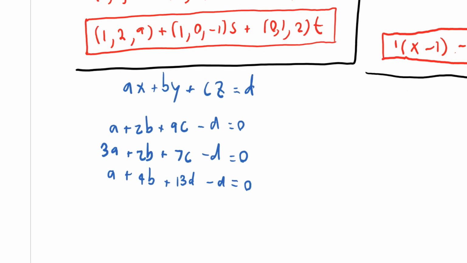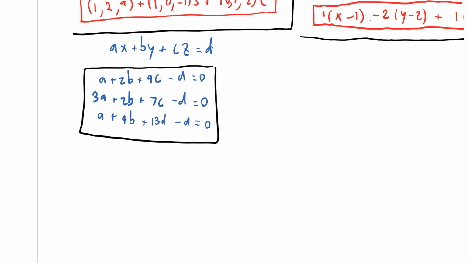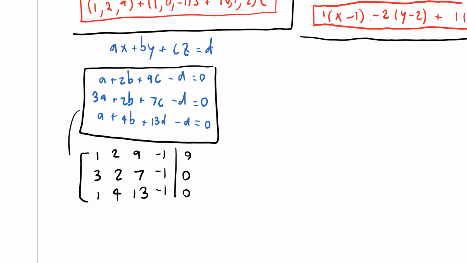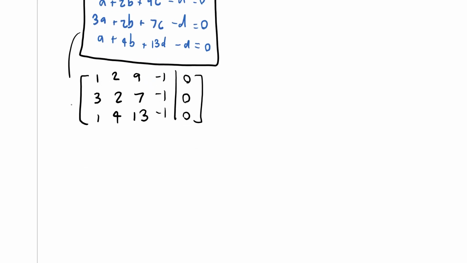So now I have this system of equations that I would like to solve. Let me write the augmented matrix for this right away. That's going to be 1, 3, 1, 2, 2, 4, 9, 7, 13, and then negative 1, negative 1, negative 1, and then all 0. Let me write down the reduced row echelon form for this augmented matrix. It's going to be 1, 1, 1, and all 0.